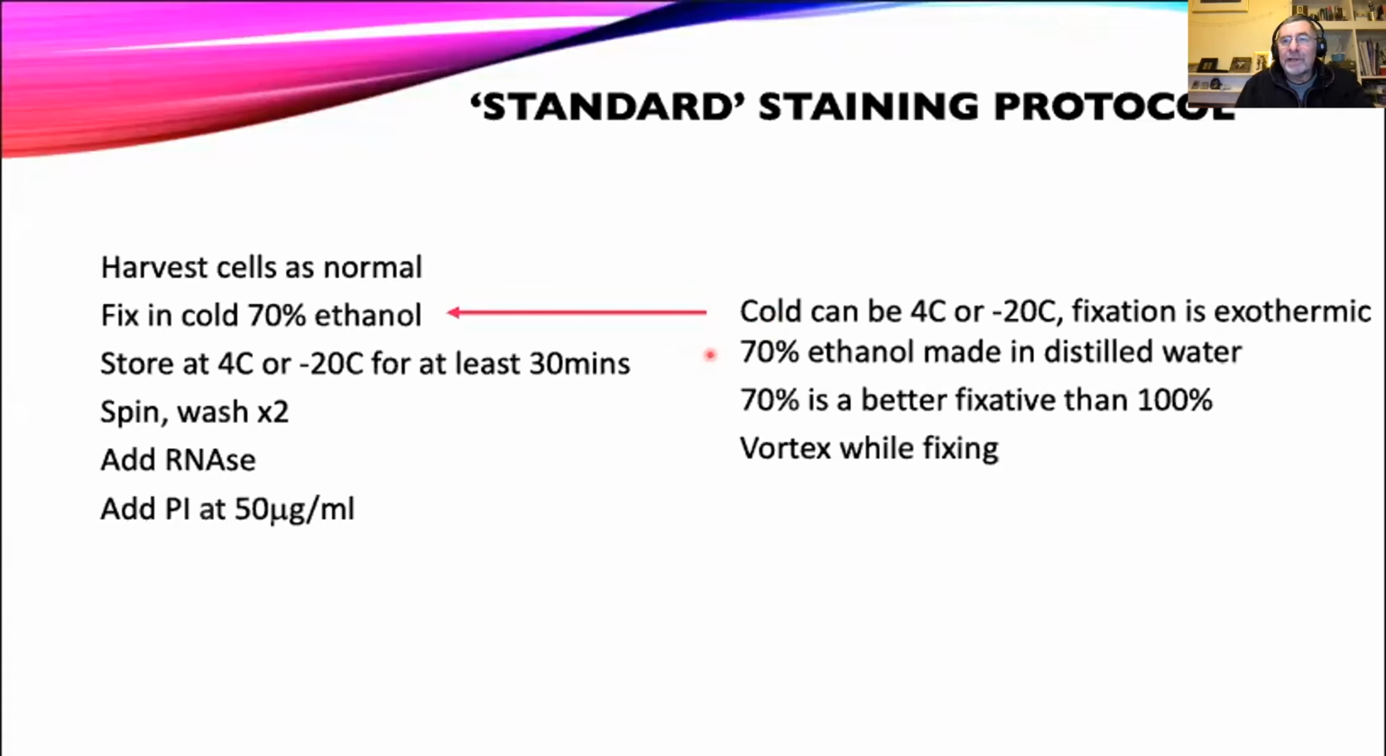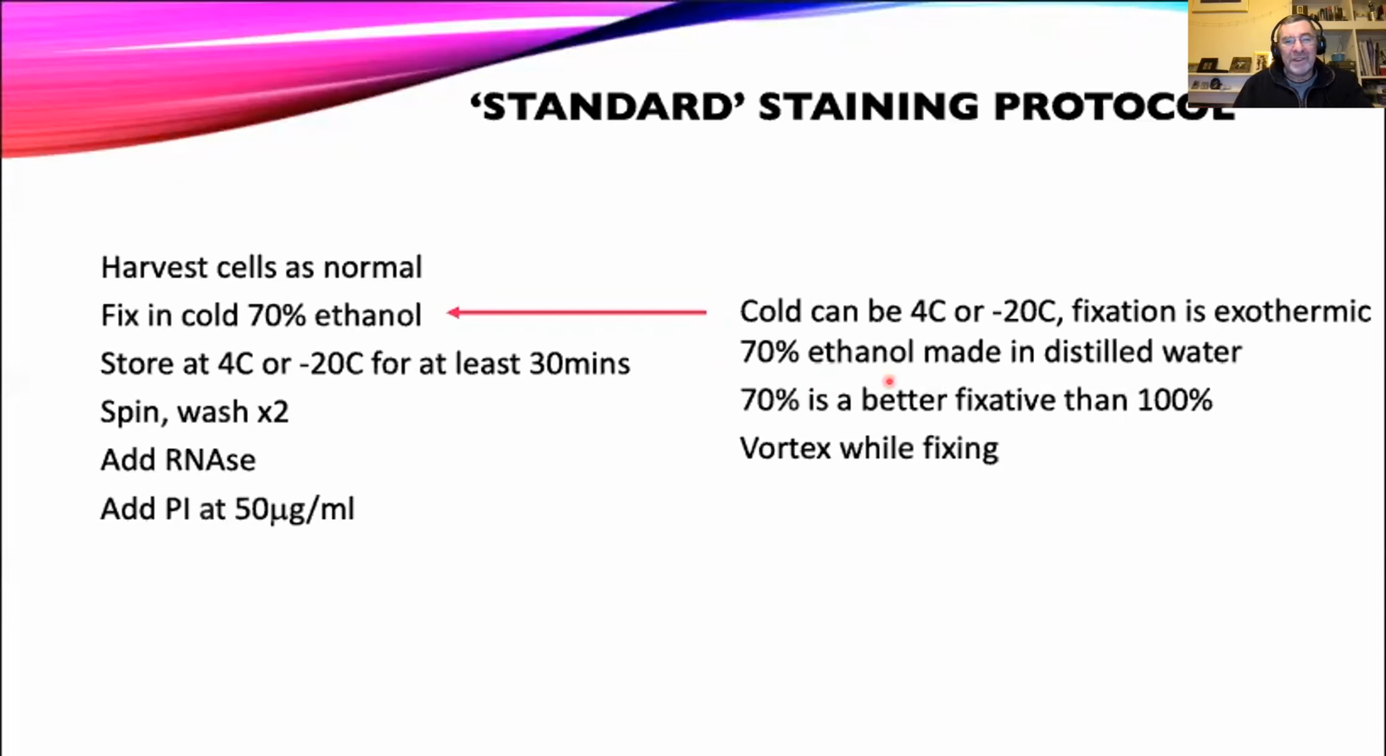70% ethanol. How do you make up 70% ethanol? Well, it's important to make it up in distilled water. We take a solution of 100% ethanol, absolute ethanol, and dilute it to 70% in distilled or deionized water, not PBS. If we make it up in PBS, what will happen when we add it to our cells is we'll get phosphates precipitating. We'll get precipitate in there, which is not good.